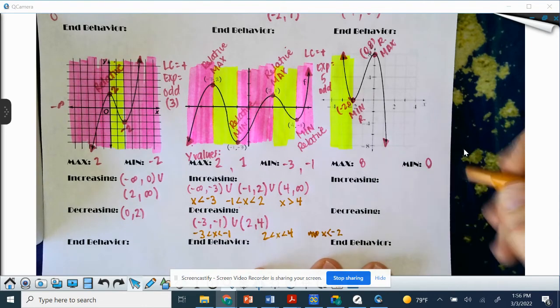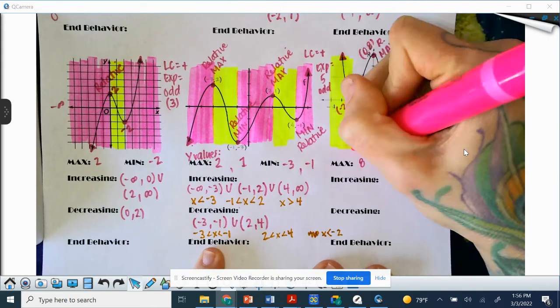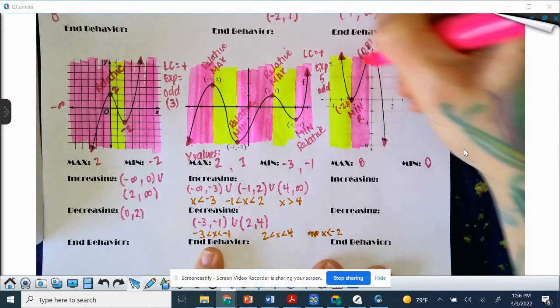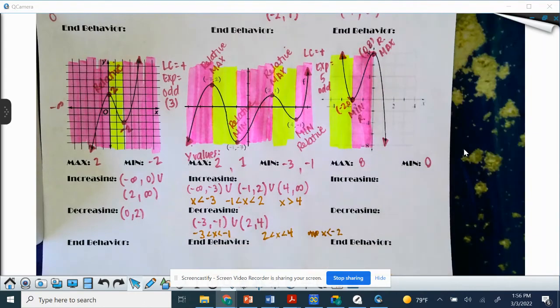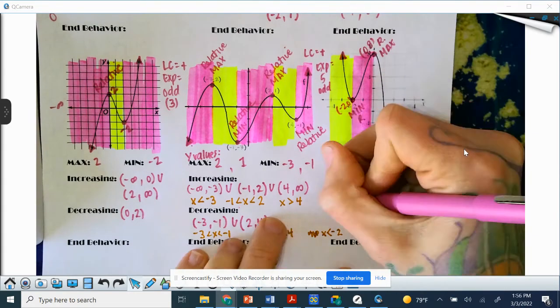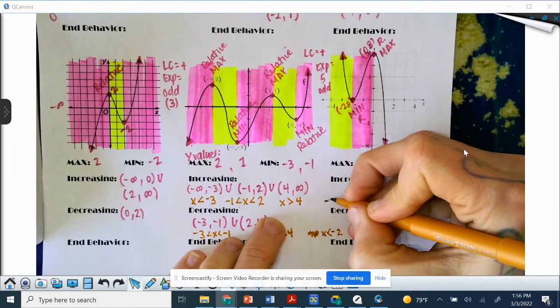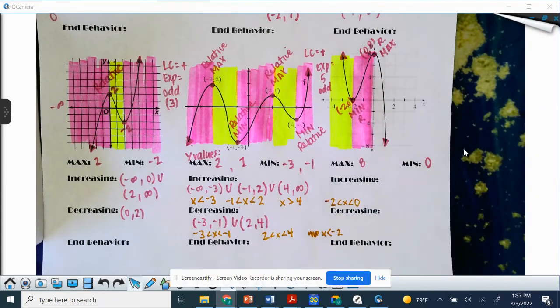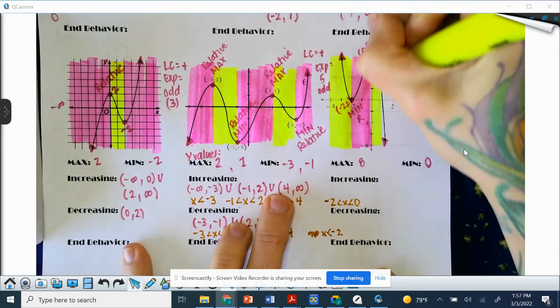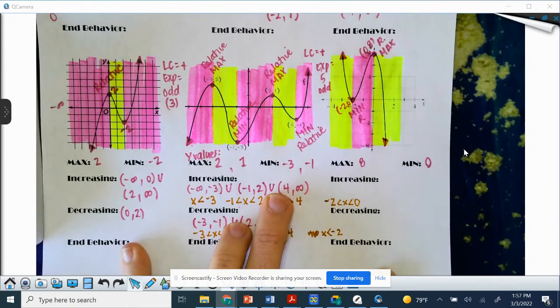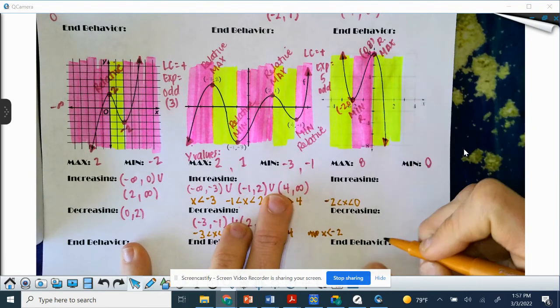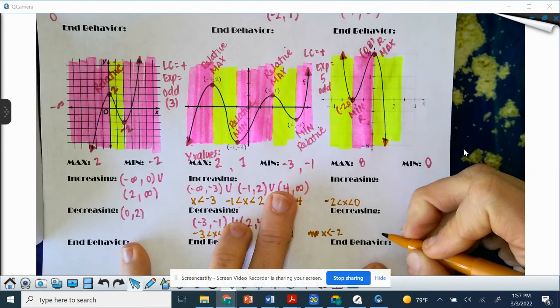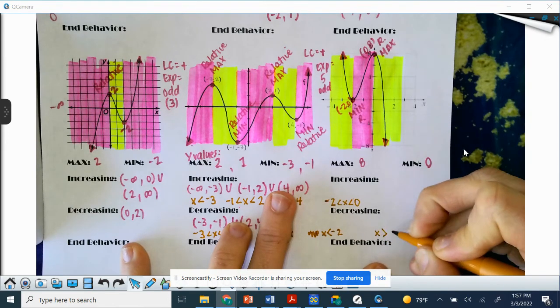And then we see that it starts to increase from -2 to 0. So all values greater than -2 but less than 0 are going to be increasing. Then it makes that turn, and we're headed back down again. That turn was at 0, and it's all values greater, so 0 to infinity. That means x values greater than 0 are decreasing again.